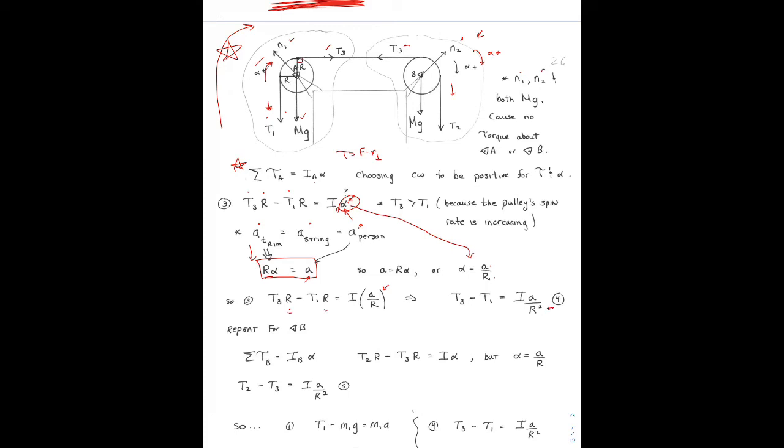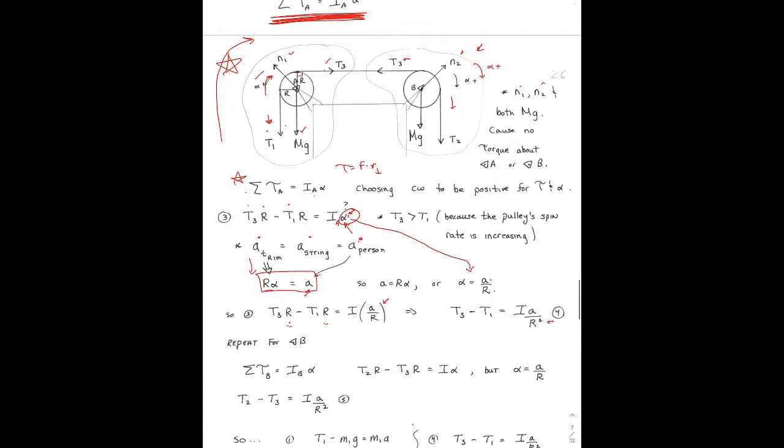All right, and then I did the exact same thing with axle B for the right hand pulley. I applied net torque equals I alpha about axis B. T2 is clockwise, that's a positive torque, so T2 times the moment arm. T3 is a negative torque because it tends to rotate it counterclockwise. That's why it's negative, and that's equal to I alpha.